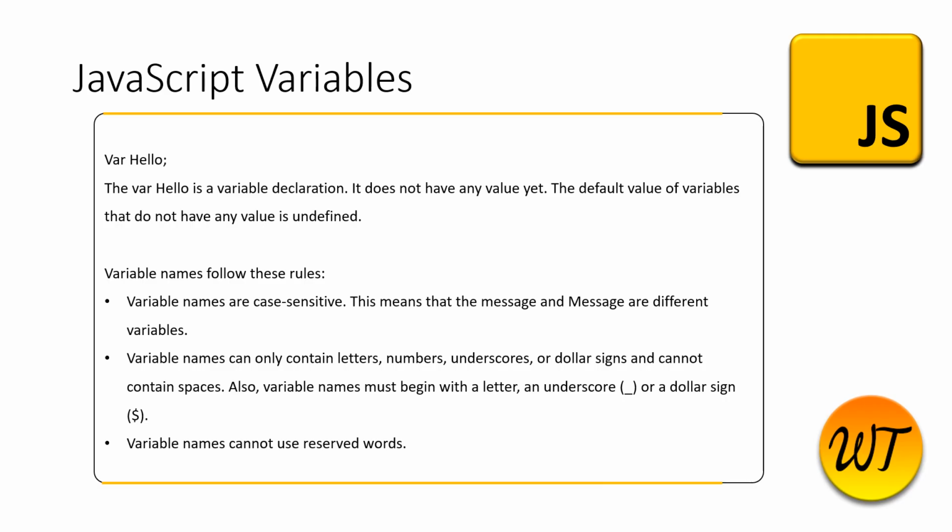var hello. The var hello is a variable declaration. It does not have any value yet. The default value of variables that do not have any value is undefined. Variable names follow these rules. Variable names are case sensitive. This means that message and Message are different variables. Variable names can only contain letters, numbers, underscores, or dollar signs, and cannot contain spaces. Also, variable names must begin with a letter, an underscore, or a dollar sign. Variable names cannot use reserved words.